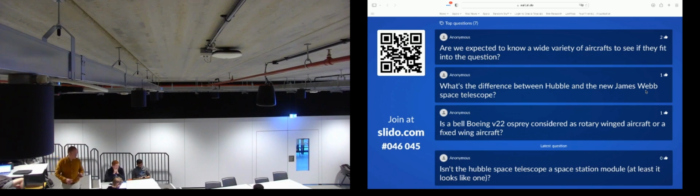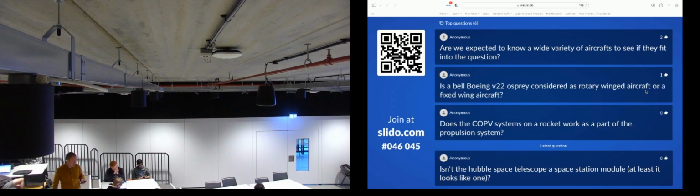Okay. Are we expected to know a wide variety of aircraft to see if they fit into the question? No, I'm not asking you, like, do you know about the 787 or the 767? We'll talk about them in lecture. I'll ask those kinds of things. But that's not important. What you do need to understand are things like, this is a fixed-wing aircraft. Can you point to a flap? Or what does a flap do? Or what does an aileron do? That kind of stuff. Okay?